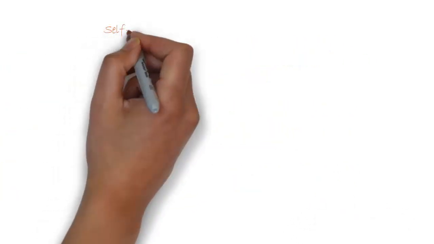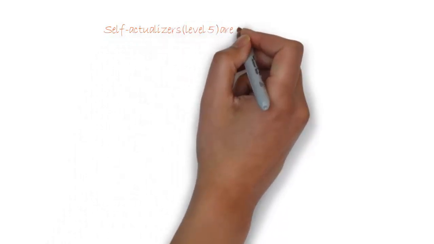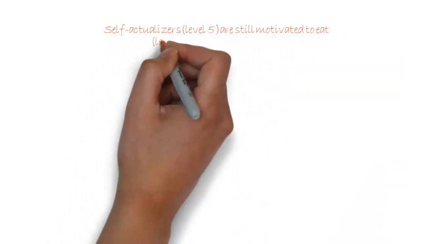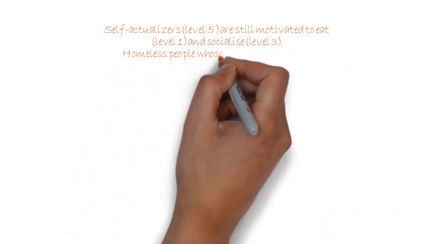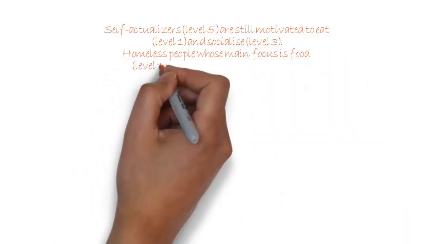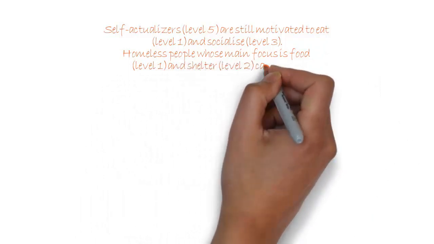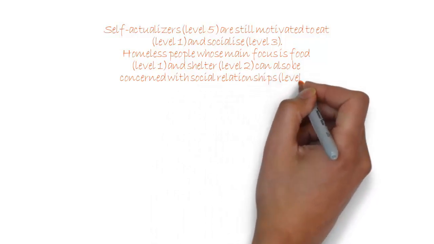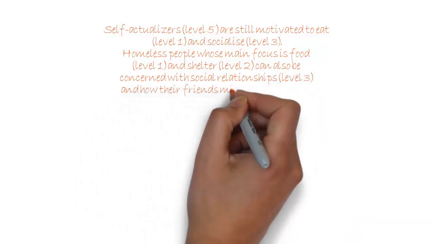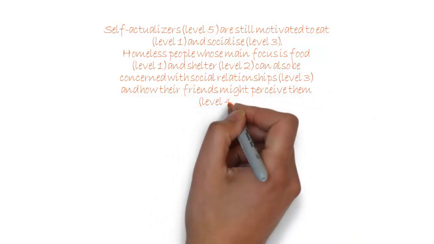For example, self-actualizers, level 5, are still motivated to eat, level 1, and socialize, level 3. Homeless people, whose main focus is feeding themselves, level 1, and finding shelter for the night, level 2, can also be concerned with social relationships, level 3, and how their friends might perceive them, level 4.